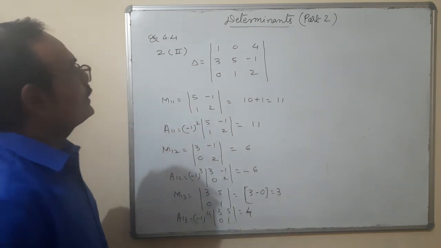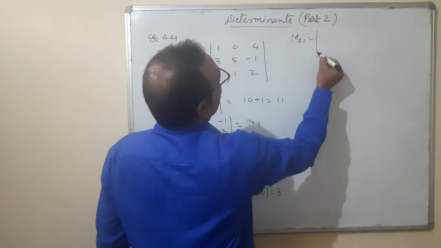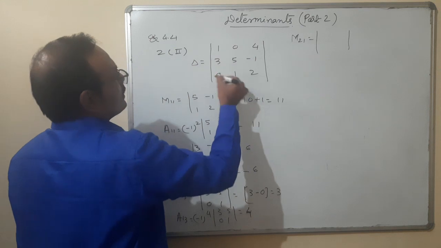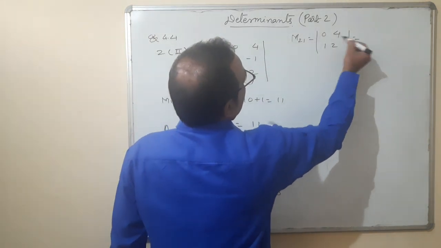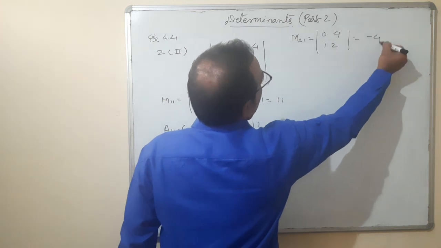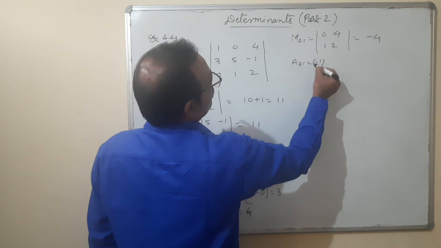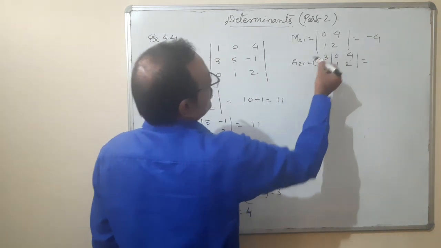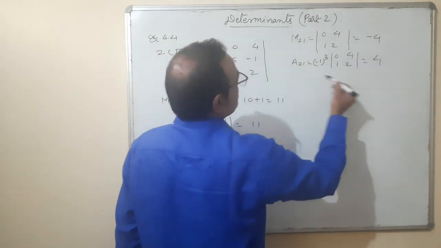Next, M21. M21, what does it mean? Leaving the second row, first column. 0 4, 1 2. Result 0 minus 4. Cofactor A21: minus 1 to the power 3 times 0 4, 1 2. Minus 1 to the power 3 gives a minus sign, so minus and minus, it is plus.